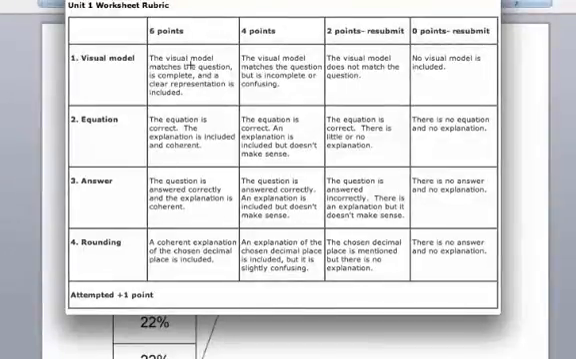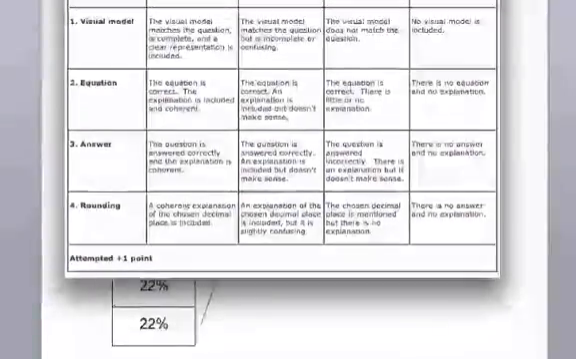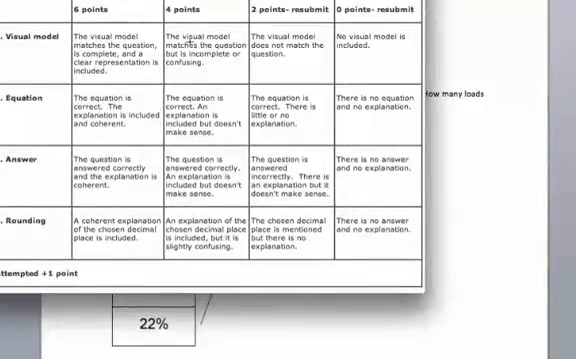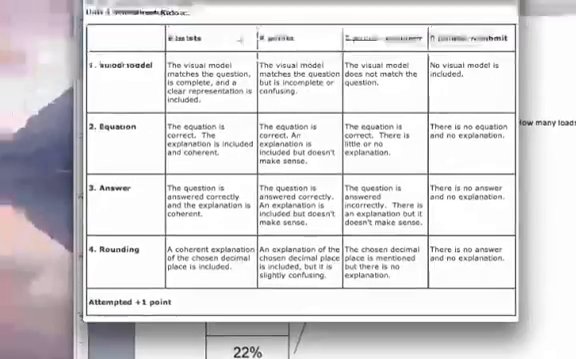So for 6 points, which is the highest possible, the visual model matches the equation, is complete, and a clear representation is included. Well, it looks to me like all those items are there. It does match the question, all the numbers are right. It does align with the idea of a dump truck filling 22% of a hole each time, and it looks pretty clear to me. Just to compare, let's look at the 4 point. The 4 point is the visual model matches the question but is incomplete or confusing. I really don't think it's incomplete or confusing, so I'm thinking I would earn 6 points on this.